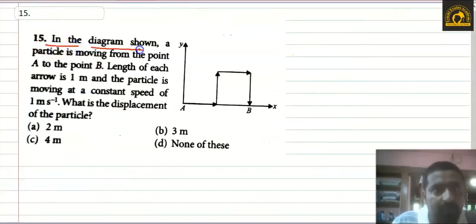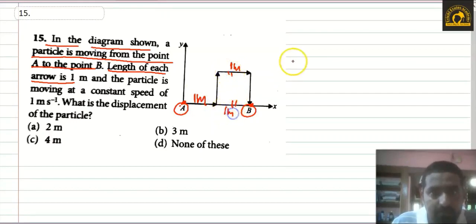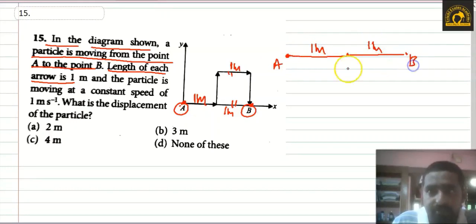In the diagram shown, a particle is moving from point A to point B. The length of each arrow is 1 meter. So this is 1 meter. Now these are parallel, so this is also 1 meter. This is point A here. This is 1 meter, then again 1 meter. This is point B.